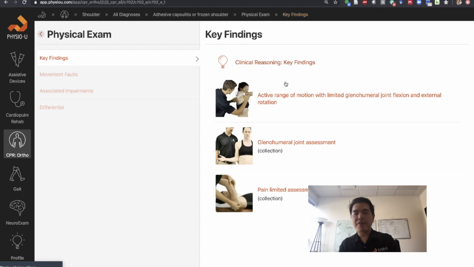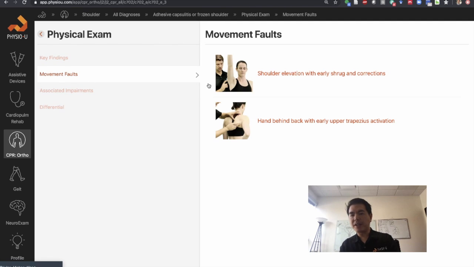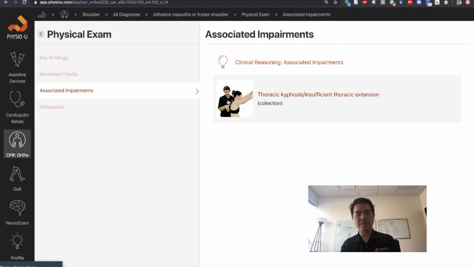I would also have you note that there's a clinical reasoning video that our students watch. Here's what you kind of watch out for patients with mobility deficits of the shoulder. This is usually what the examination looks like. And throughout the app, we have added movement faults that might be relevant, things that you might see that are abnormal, shoulder elevation with an early shrug. Here are some associated impairments. This patient might have excessive thoracic kyphosis. You want to keep an eye on that.